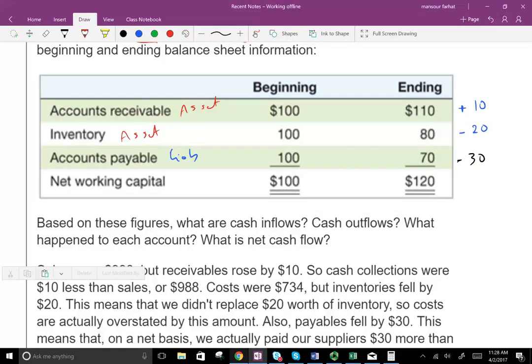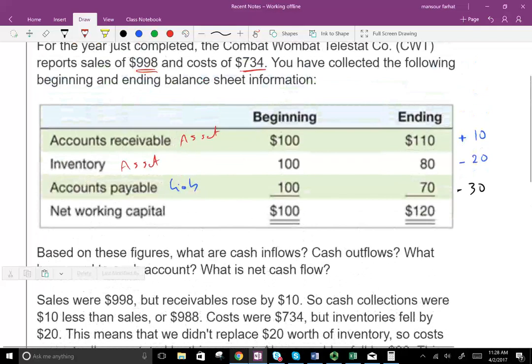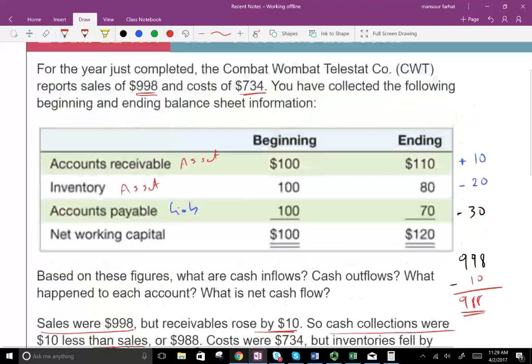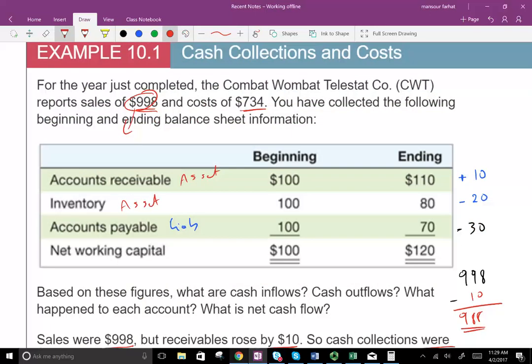Let's start with sales. Sales is 998. Then account receivable went up. It means I need to subtract $10 from sales. So that's going to be 988. Okay, so sales were 998, but receivable rose by $10. So cash collections were $10 less than sales, so 988. Excellent. So I just converted 998 into 988 by subtracting the $10.